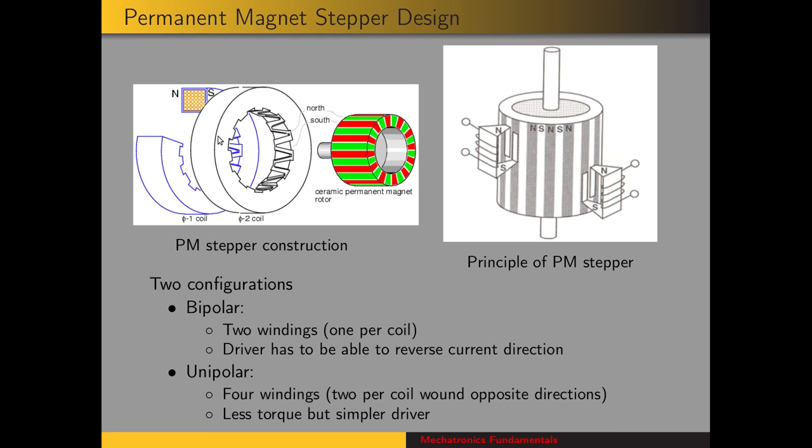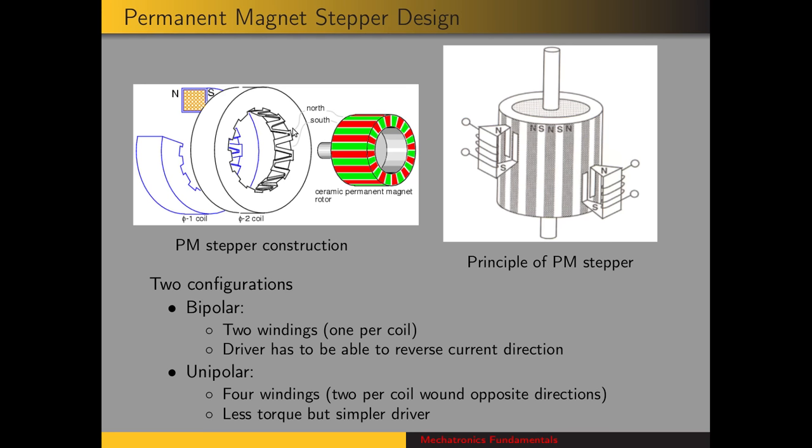The other option is unipolar, and in that case there are 4 windings for this permanent magnet stepper motor. There are 2 windings per coil, and each of those windings goes in opposite directions. So in a given coil, only one winding will be energized at a time, and that will determine the direction of the magnetic field for that coil.